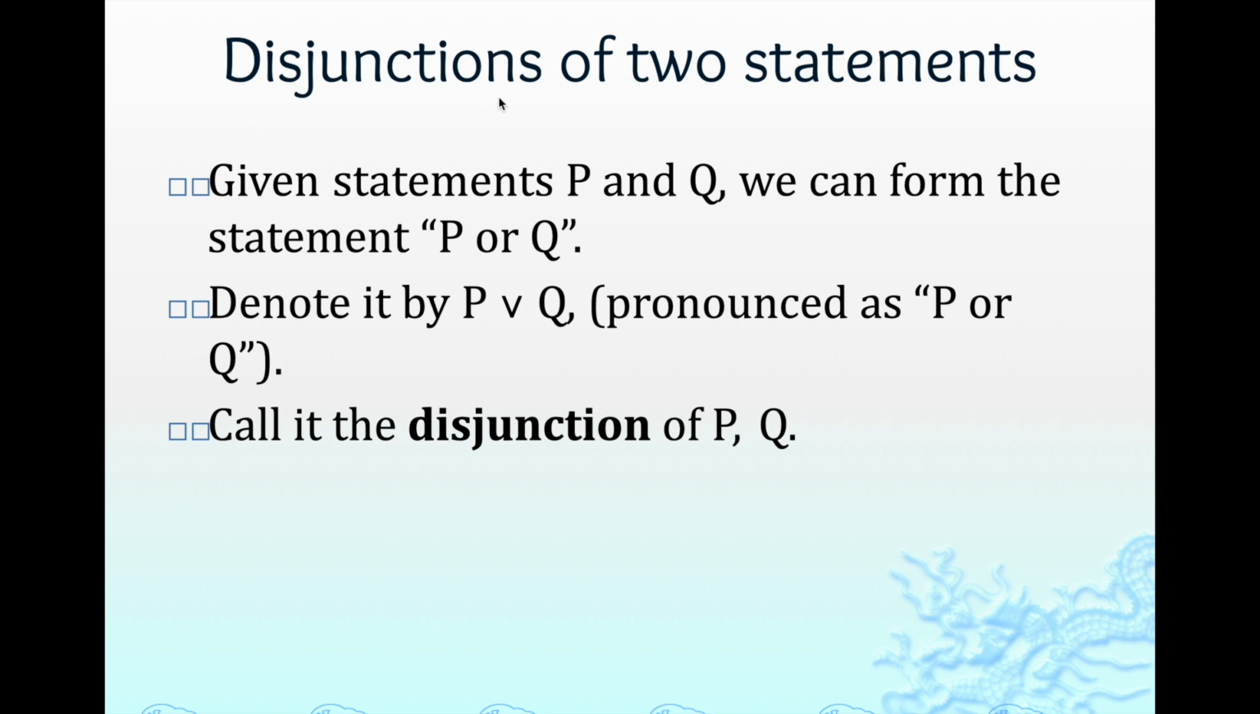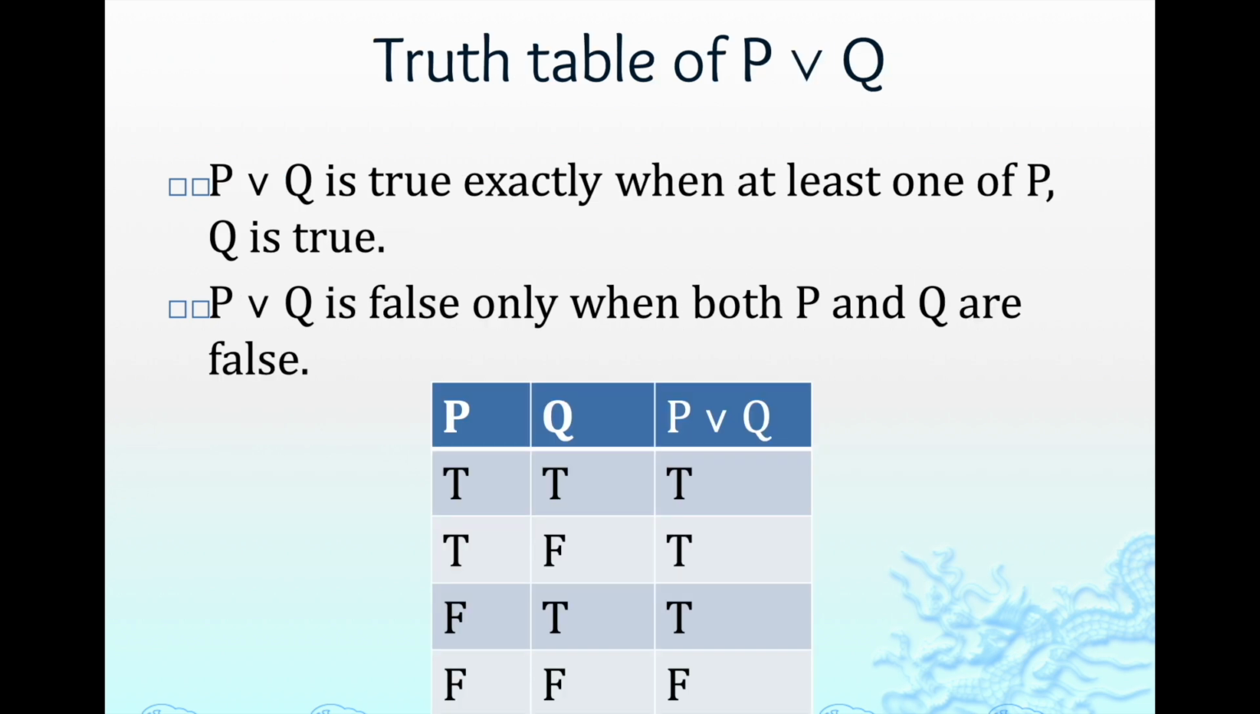Let's talk about disjunctions of two statements. Given statements P and Q, we can form the statement P or Q. We denote it by P or Q and call it the disjunction of P, Q. P or Q is true exactly when at least one of P, Q is true. So here, P is true and Q is true, so P or Q is definitely true because at least one of them is true. And here, the same rule applies.